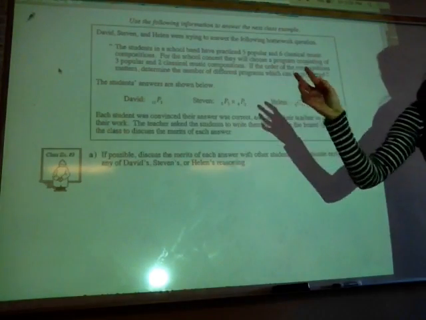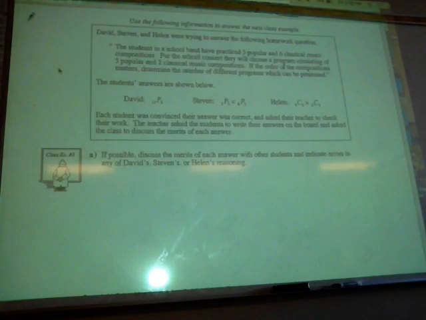So here there's 3 students who they all made mistakes. We're going to dissect what they've done and see how we can correct it, what errors they made. So let's read through this. David, Stephen, Helen, they're all trying to answer the following homework question. The students in a school band have practiced 5 popular and 6 classical music compositions. For the school concert, they will choose a program consisting of 3 popular and 2 classical music compositions. If the order of the compositions matters, determine the number of different programs which can be presented.